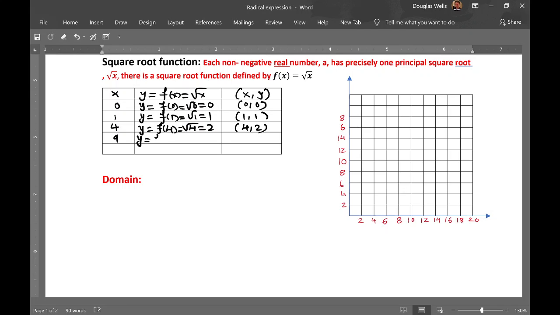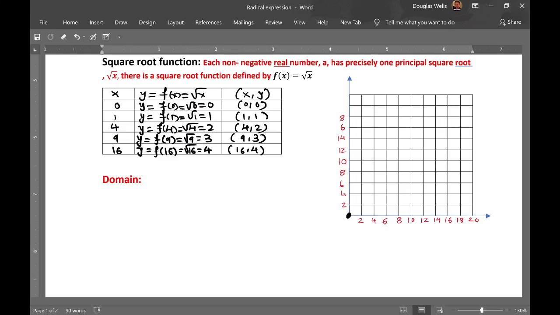9. y equals the function evaluated at 9, which is equal to square root of 9, 3. 9 comma 3. 16. y equals f of x evaluated at 16. Square root of 16 gives you 4. So 16 comma 4. Let's plot these ordered pairs into our graph paper, the rectangular coordinate system.